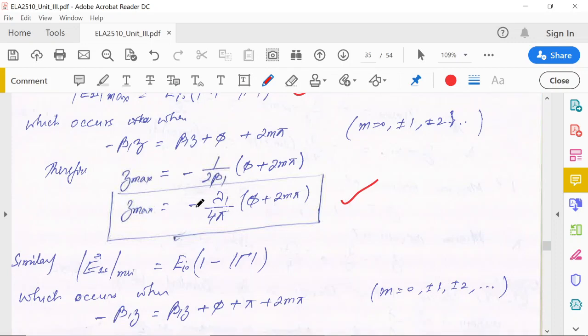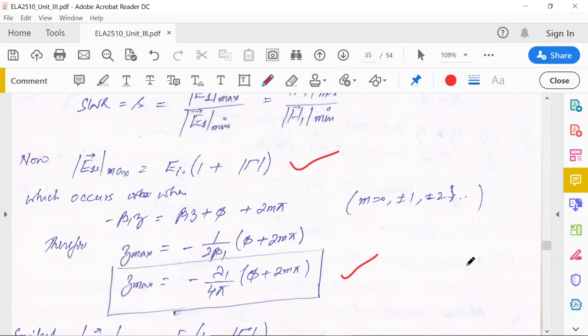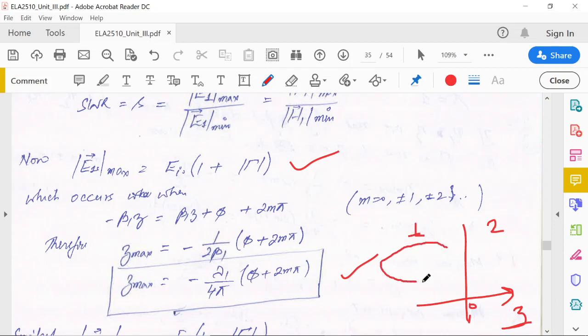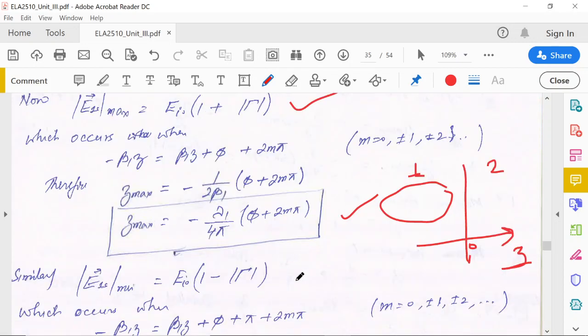This is negative because we have medium 1 and this is medium 2, and we have a z axis in this direction. So this is z equals 0. We are moving in this region, so z will always be negative here. That is why we are saying it is negative here.